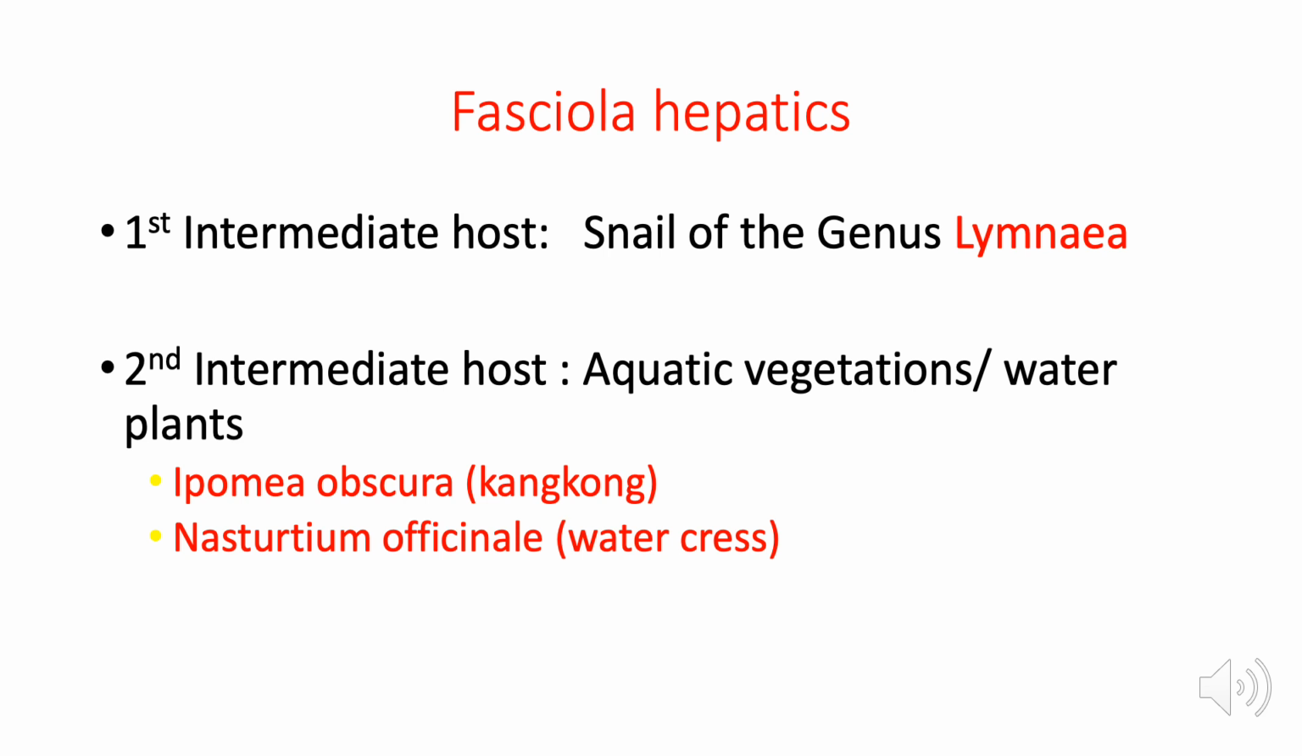So, what are the examples of this second intermediate host or aquatic plants? We have Ipomea obscura and Nasturtium officinale. Ipomea obscura is also known as kangkong, while Nasturtium officinale is popularly known as the watercress.